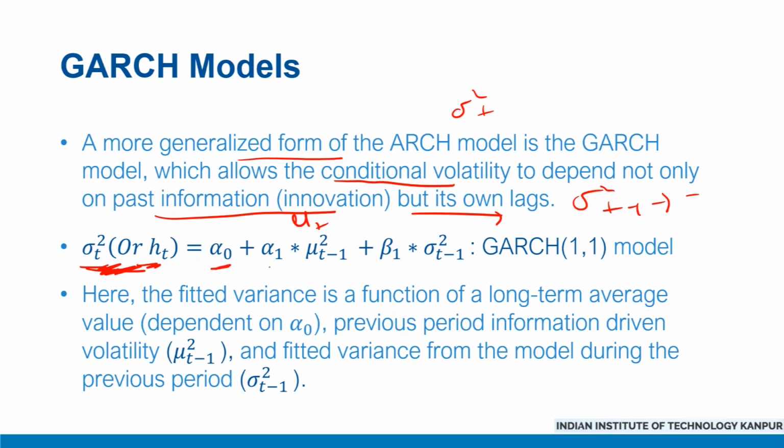Our estimate of volatility, which is sigma square t or ht, has three important components: alpha naught, alpha 1 into mu square t minus 1, plus beta 1 into sigma square t minus 1. This is called the simple GARCH(1,1) specification, and as we'll see shortly, it is a very powerful and useful specification.